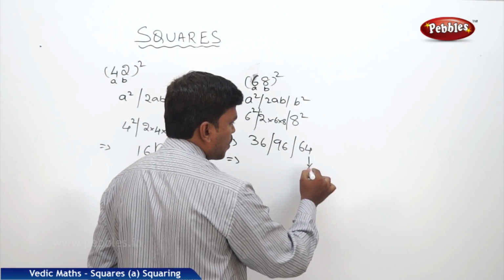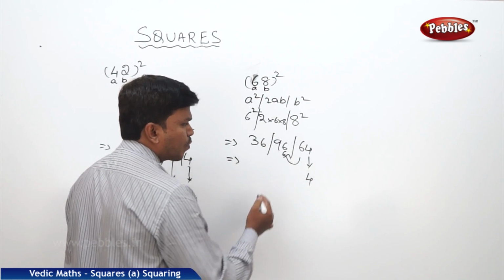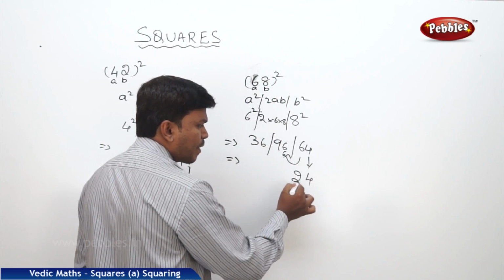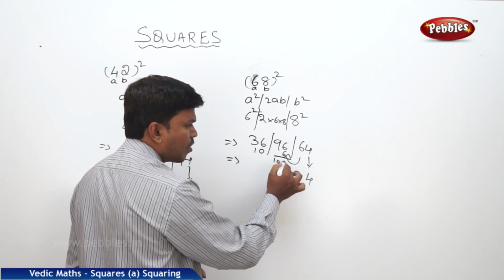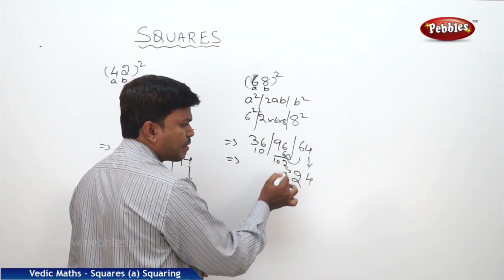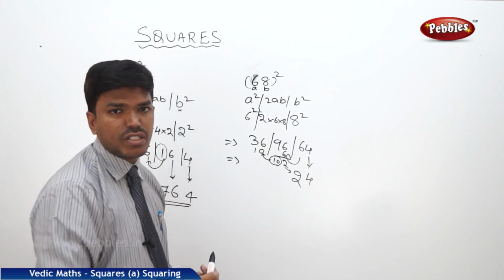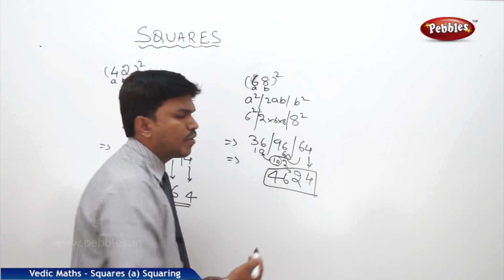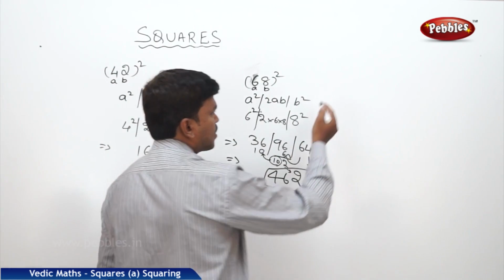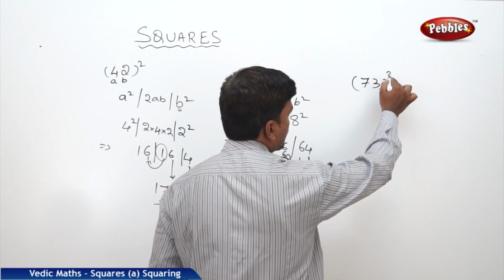Start from the right side. Drop the 4 and carry 6. So 96 plus 6 is how much? 102. In 102 I am dropping 2 and carrying 10. So I drop the ones place digit and carry the remaining to the next number. So 36 plus 10 is how much? 46. So what is my answer? 4624.